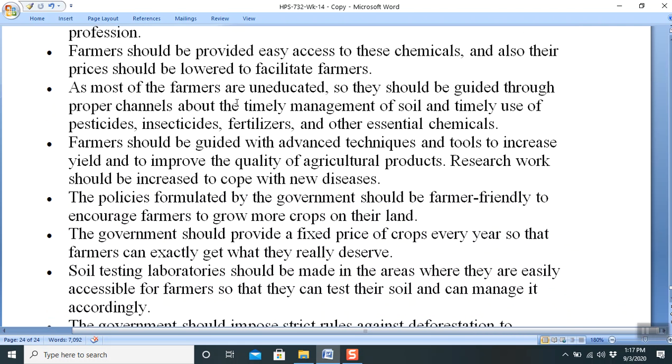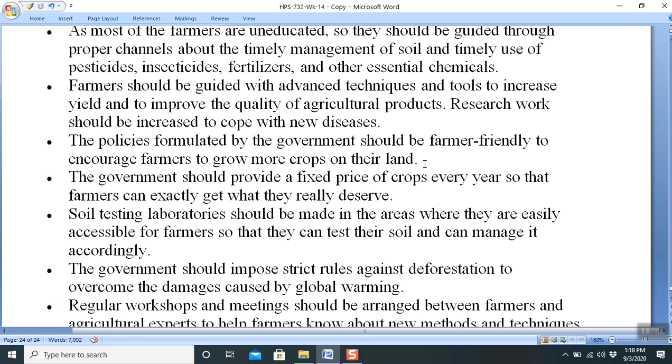Next, as most of the farmers are uneducated, they should be guided through proper channels about the timely management of the soil and the timely use of the pesticides, insecticides, fertilizers and the essential chemicals. Next, farmers should be guided with advanced techniques and tools to increase yield and to improve the quality of agriculture products. This point is excellent, that they should be told about advanced tools and the latest chemical and scientific methods that have come for preserving agricultural products.